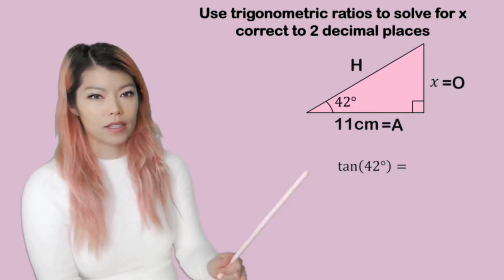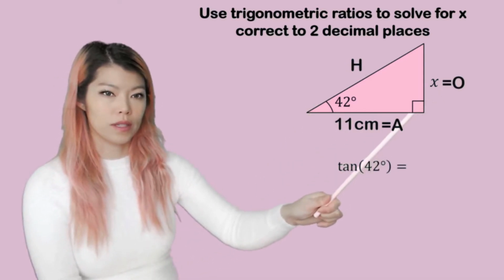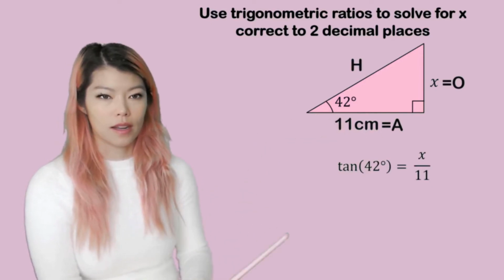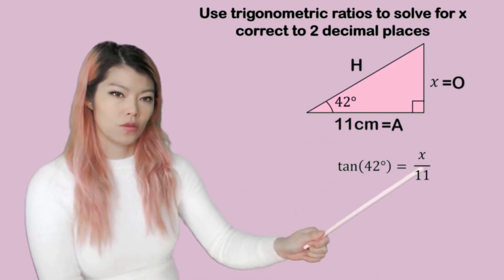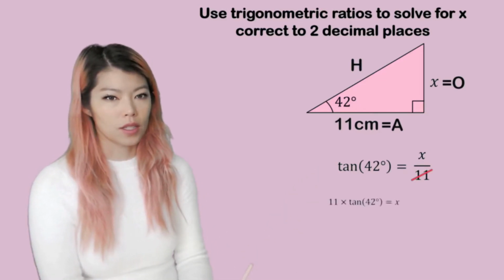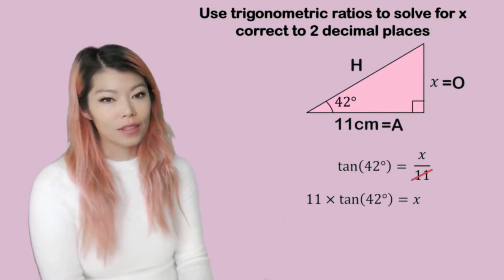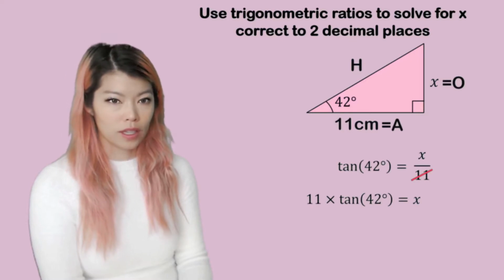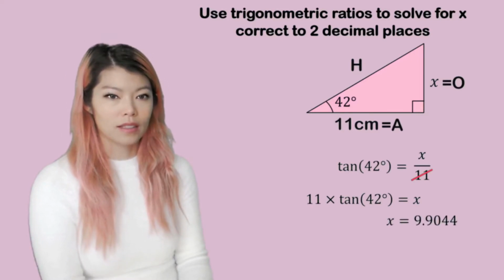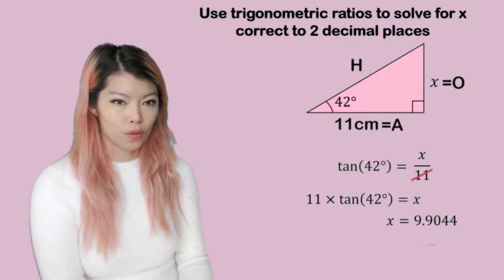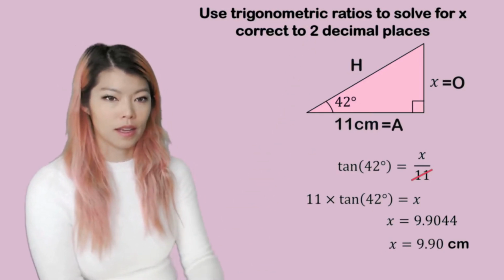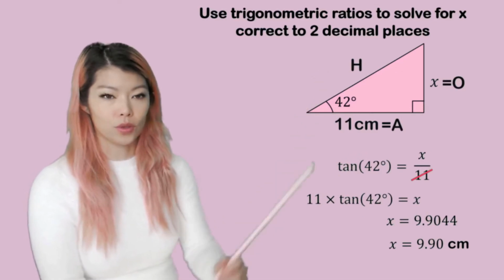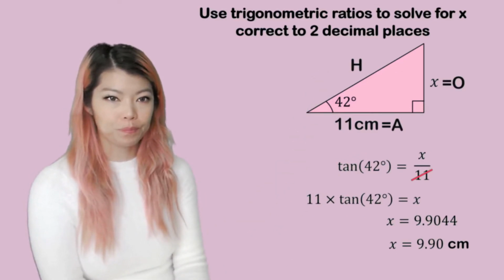So let's write it out. Tan of the angle is equal to opposite x over adjacent, 11. And now we have to find x. So we need to get 11 on the other side. So multiply both sides by 11. So 11 tan 42 equals x. So x is equal to 9.9044. And to 2 decimal places, 9.90 centimeters. That 0 is important when it asks for 2 decimal places.